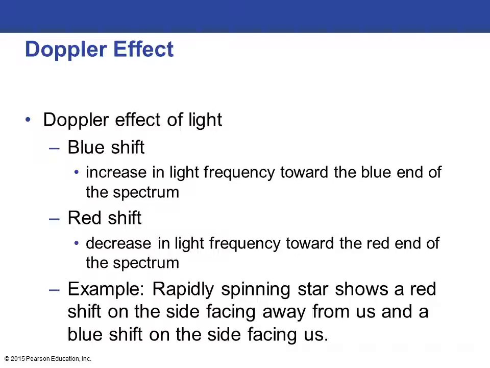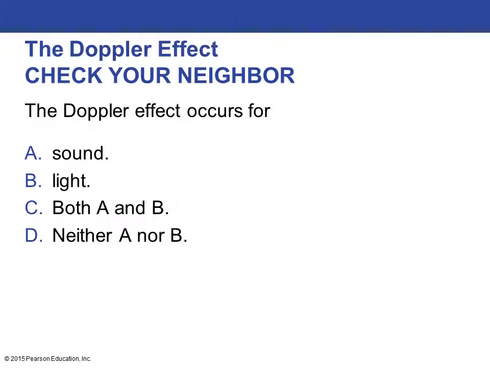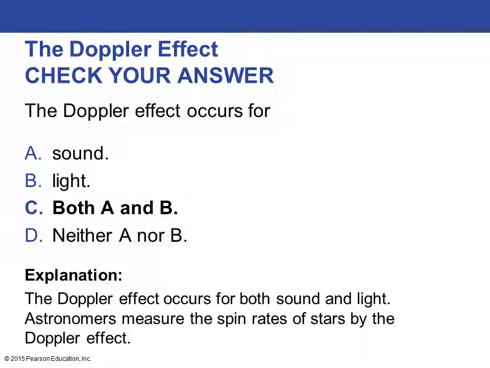So an example is a rapidly spinning star shows a red shift on the side facing away from us and a blue shift on the side facing us. Review question. The Doppler effect, does it occur for sound, light, both, or neither? And it occurs for both sound and light.